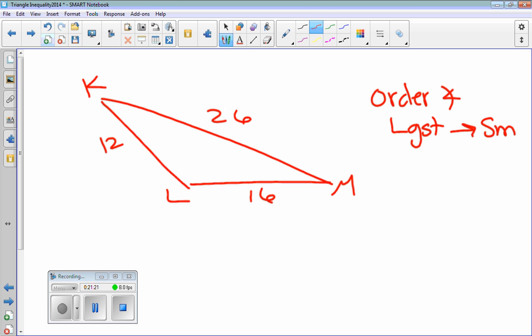What's the largest angle? L. Because it's across from the 26, right? So angle L is the largest. What's the next largest angle? K, because the next largest side is 16. And that would leave the smallest angle to be M.